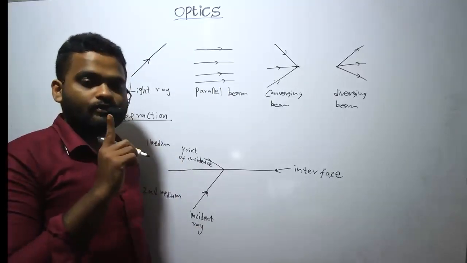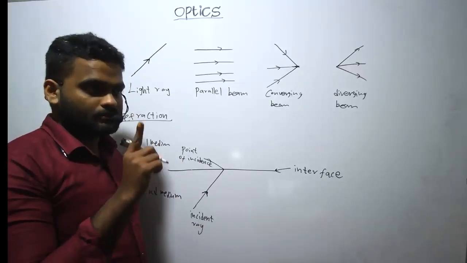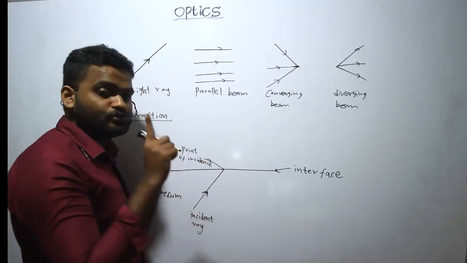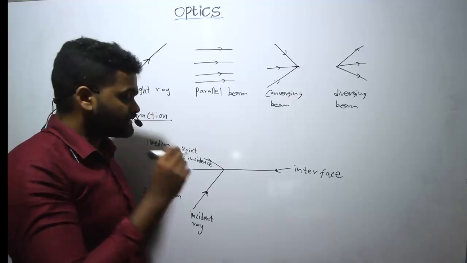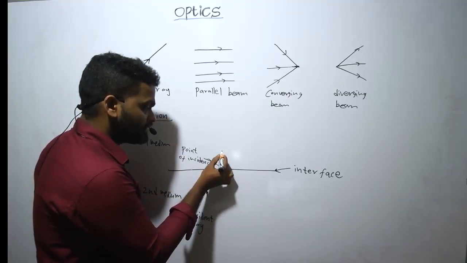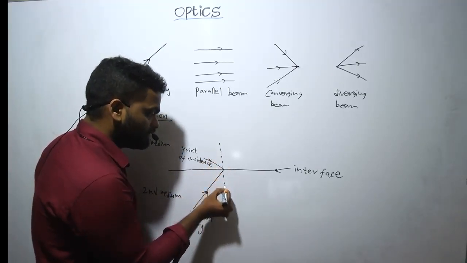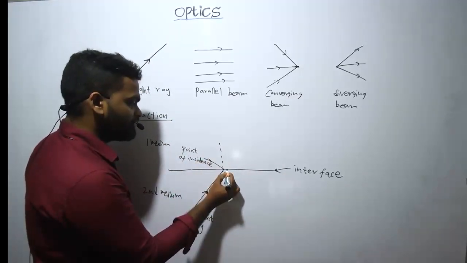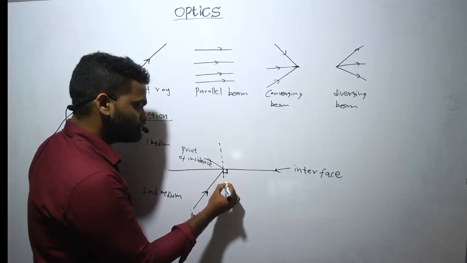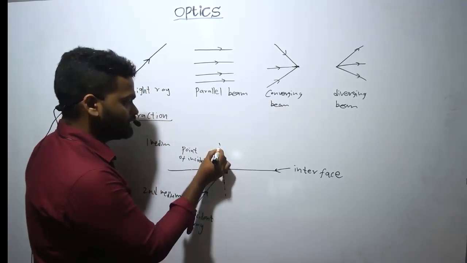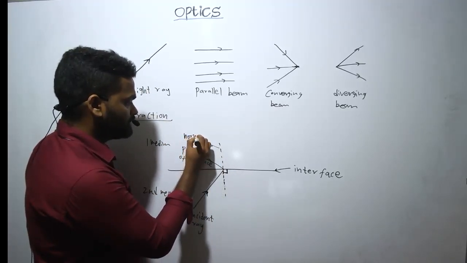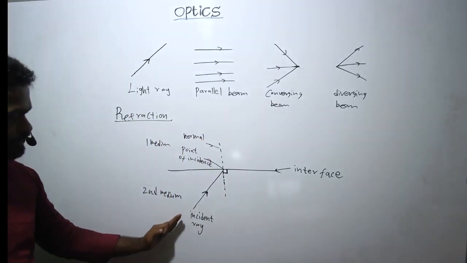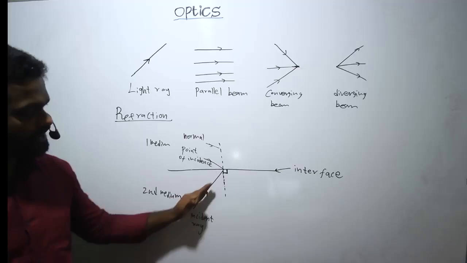Then you have to draw this perpendicular line. Whenever you think about refraction, once you draw the incident ray, you must draw this perpendicular line, or the normal. It is normal to the interface always. So whenever you draw ray diagrams, you have to mark this normal.